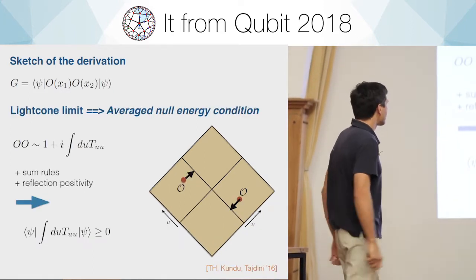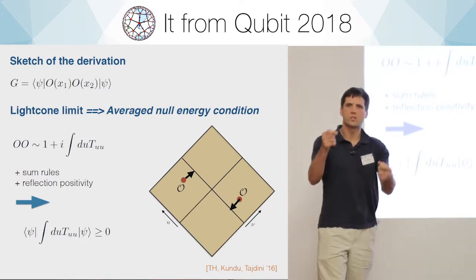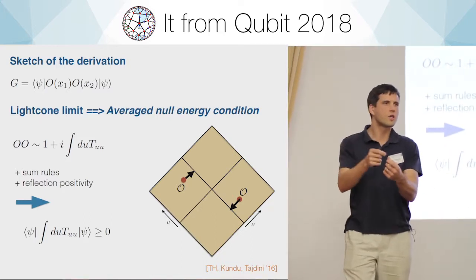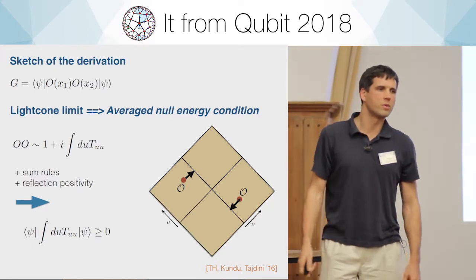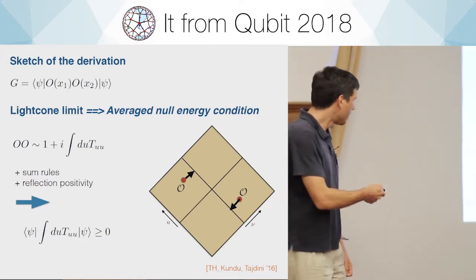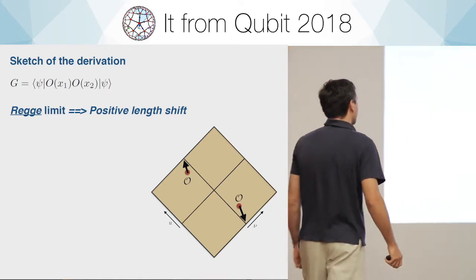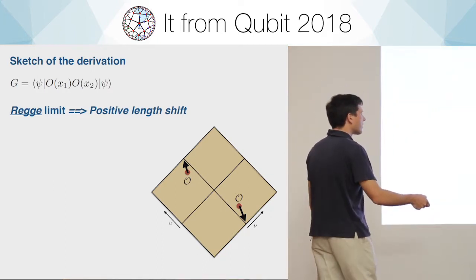So that was the ANEC. In the ANEC, you take these operators light-like separated. You find the null energy operator dominates some correlator in such a way that it has to come in with a certain sign. The argument for the length operator is very similar, except that we take the Regge limit.